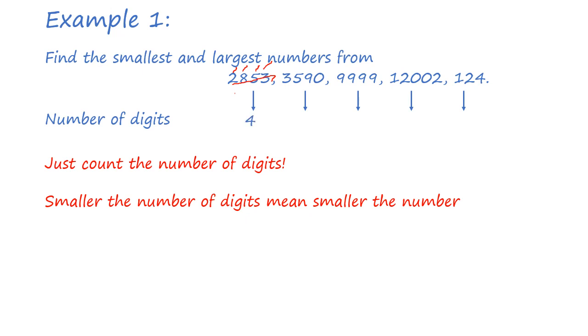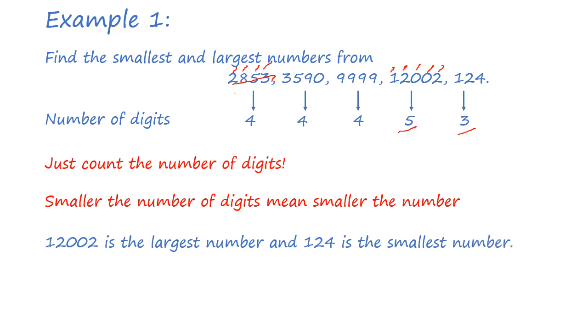So total 4 digits. The next number also has 4 digits. The third number also has 4 digits. The fifth number, let's count the number of digits. Units place, tens place, hundreds, thousands, and 10,000. So it has total 5 digits. And the last number has 3 digits. So we see that this number has the largest number of digits and this number has the smallest number of digits. So 12,002 is the largest number and 124 is the smallest number.